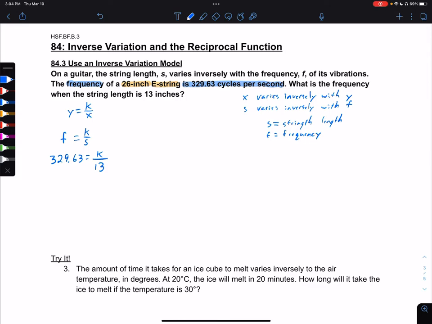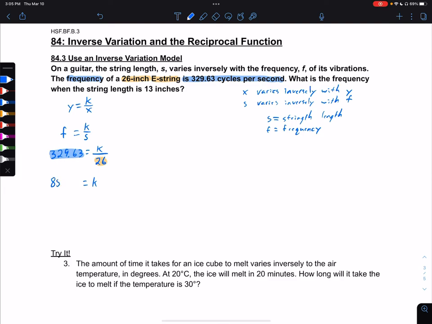All right, so let's multiply those out. So we want to solve for K. 329.63 times 13 is going to be equal to 4,285.19. I typed that incorrectly? No, I typed in something wrong here. Oh, I'm getting ahead of myself. It should not be a 13 here. I made a mistake. I'm solving the problem. That should be a 26. All right, so it's a 26-inch E string. Apologies for that. So let's try that again. 329.63 times 26. That makes more sense.